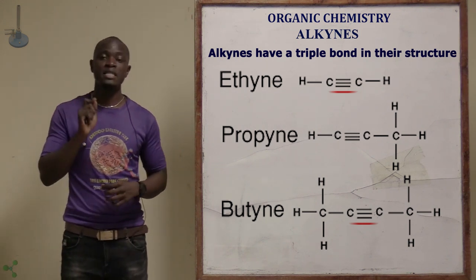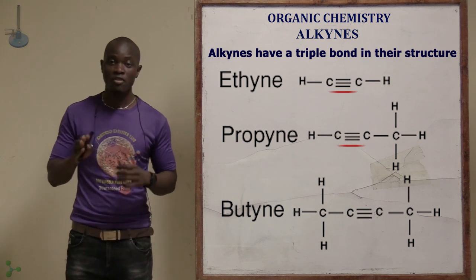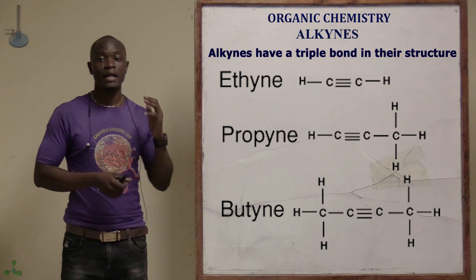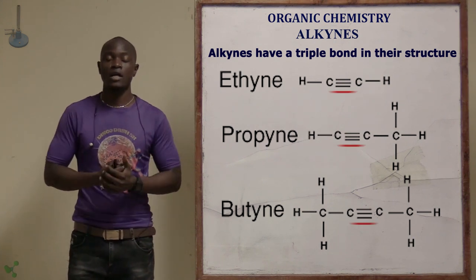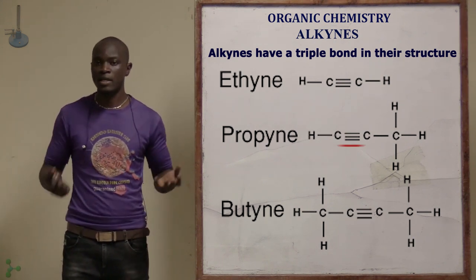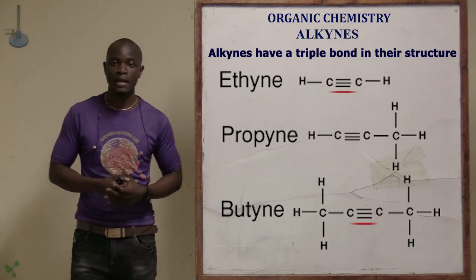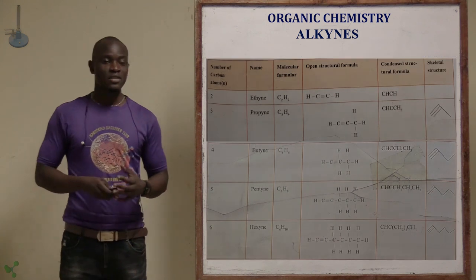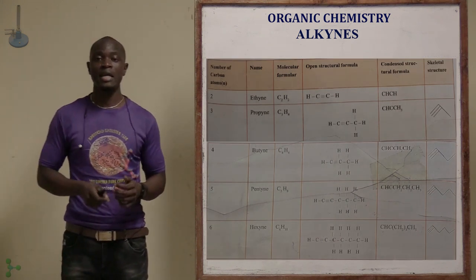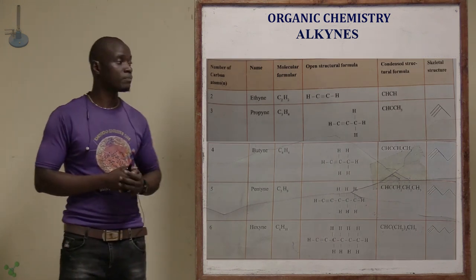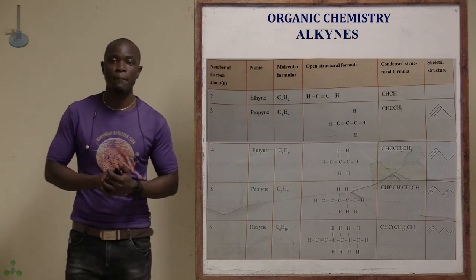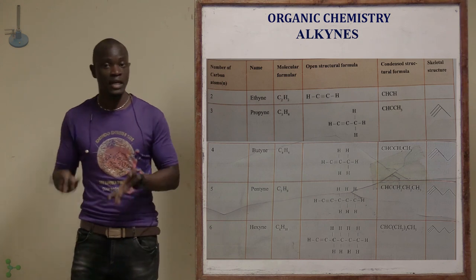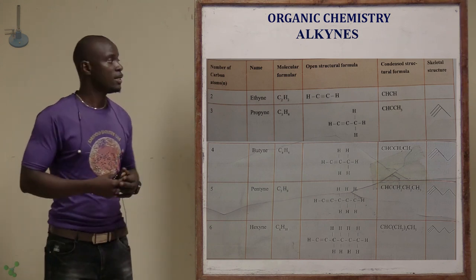So at least there must be a triple bond in the structure for the hydrocarbon to be called an alkyne. They basically undergo addition reactions as well as halogenations, which we are going to look at shortly. As you can see, this is a table summarizing everything of the alkynes, from the designated number, the name, the molecular formula, the condensed formula, the skeletal formula, the open formula, etc.